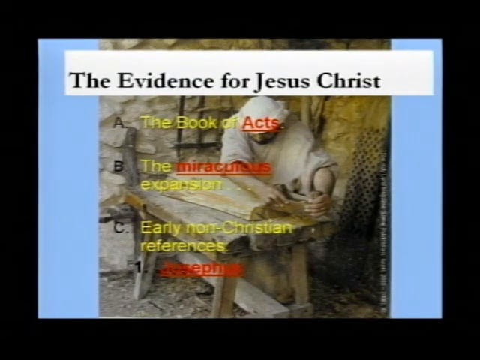He wrote this about Christ. He said, "Now there was about this time Jesus, a wise man, if it be lawful to call him a man." This is amazing. This is a Jewish historian writing this. "For he was a doer of wonderful works, a teacher of such men as had a veneration for truth. He drew over to him both many of the Jews and many of the Gentiles. He was the Christ." Wow, that's amazing.